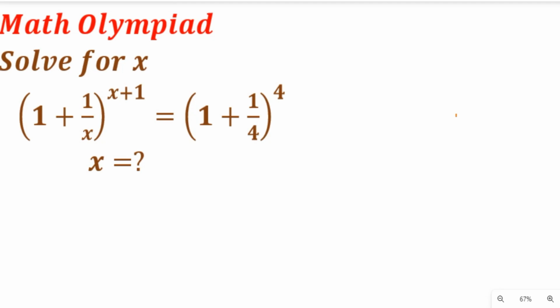In today's maths tutorial, we are going to consider this maths Olympiad question, and we are asked to solve for x in this exponential equation.